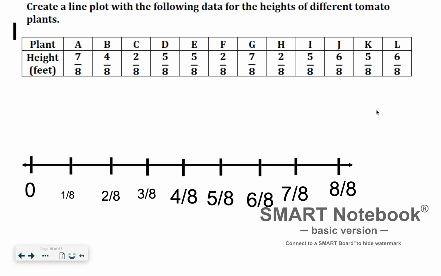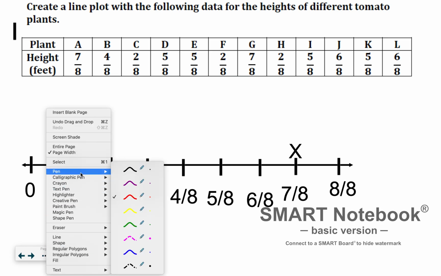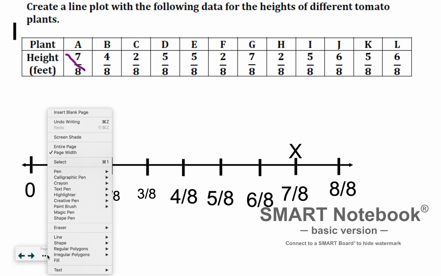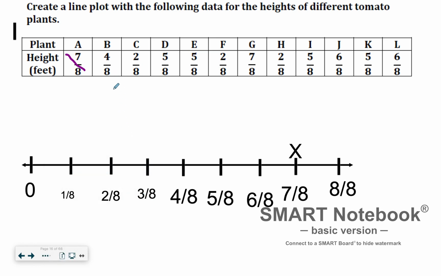In order to represent each measurement, we record an X above the value on the line plot. The first plant A measured 7/8 feet. So I will record an X above the 7/8 on the line plot. So I have my X, I'm putting it right above the 7/8, just like that. I will continue this way until I've represented all 12 measurements from the line plot. So just to double check my work, I can cross out that I did 7/8, and I'll actually just draw out my X's. B is 4/8 feet.